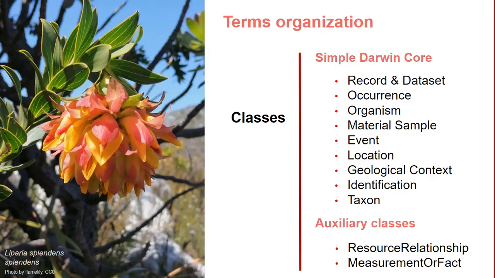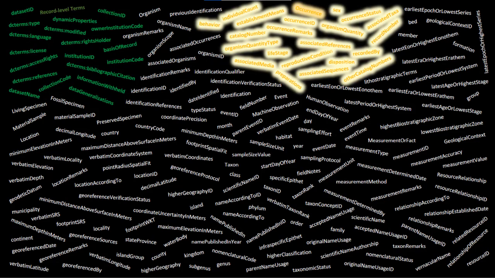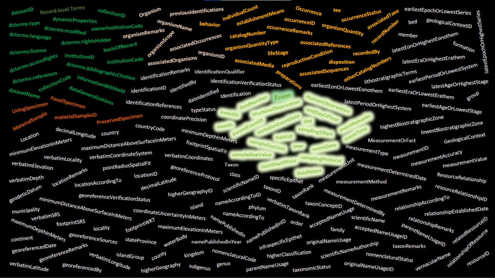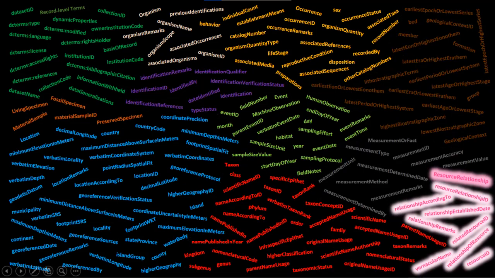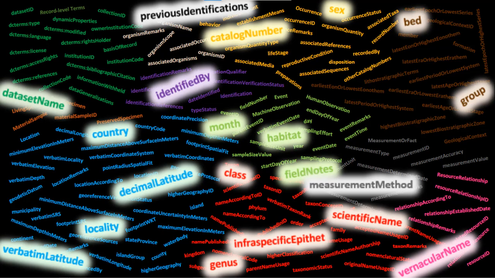However, terms are organized categorically into term classes. For example, within the simple Darwin Core, we have term classes that refer to the event, to the location, to the geological context, to the taxon, etc. So, if we go back to our black box, we can distinguish groups of terms that are within those classes. And if we look carefully, we will surely identify some terms with which we may be quite familiar.